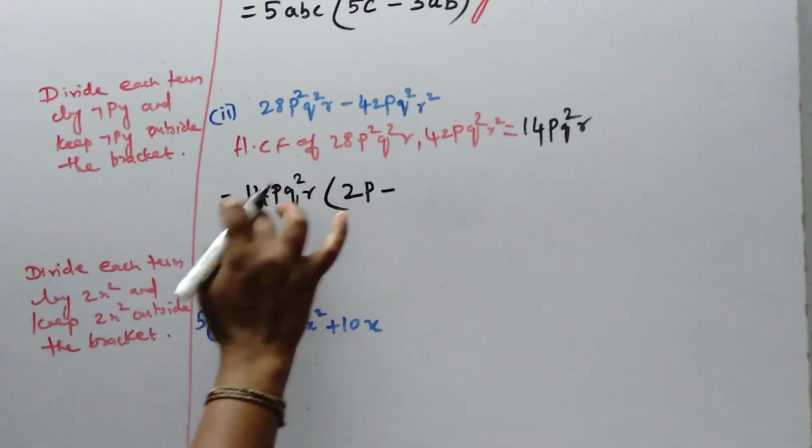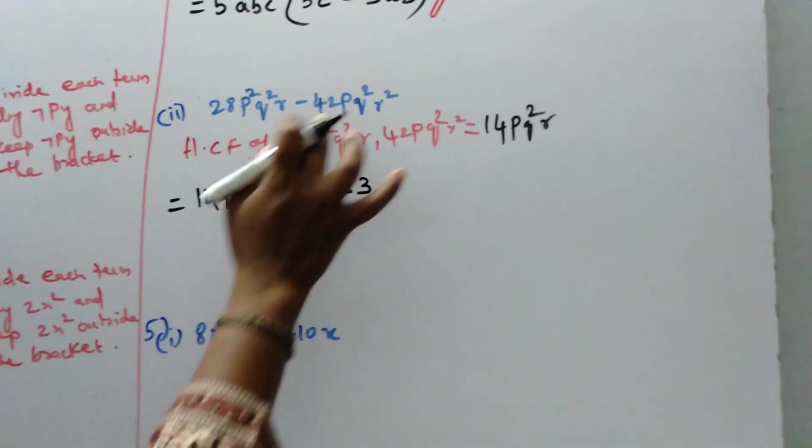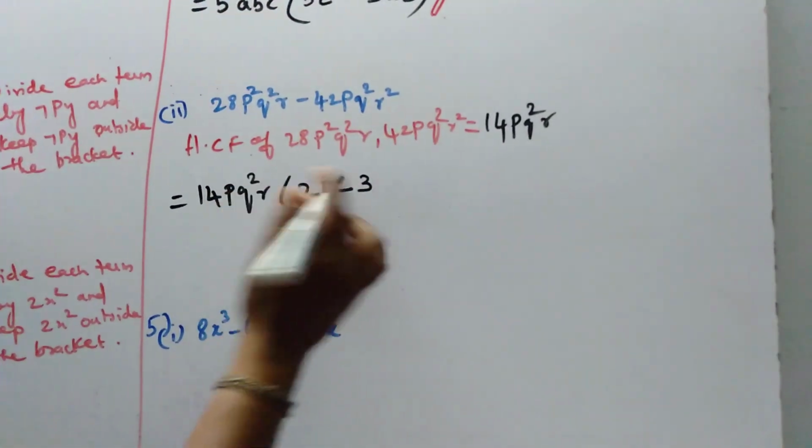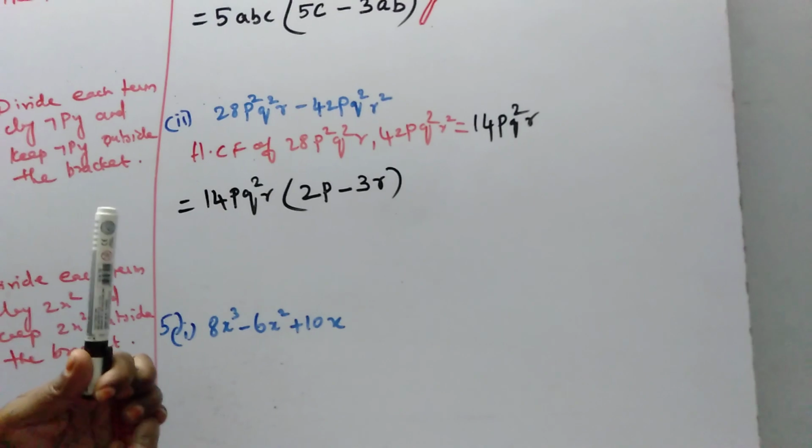Here 42 by 14 is 3. Then p by p is 1. q square by q square is 1. r square by r will be left here. So this is the solution of this question.